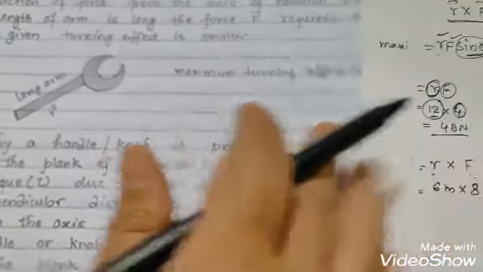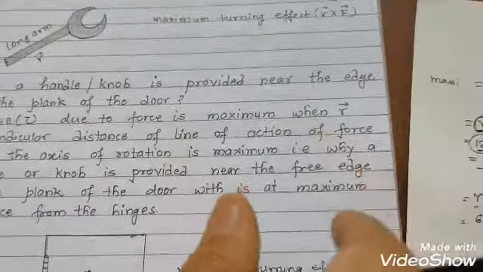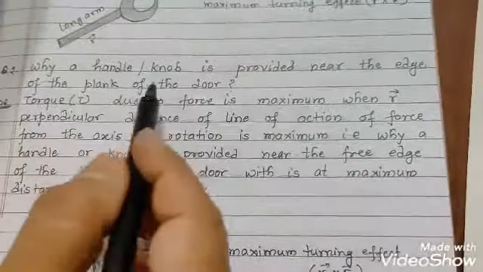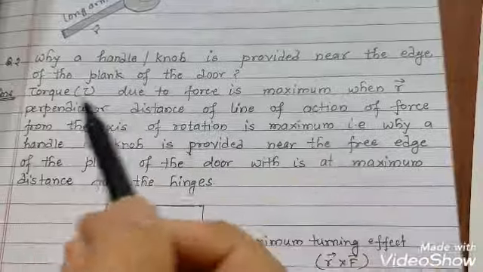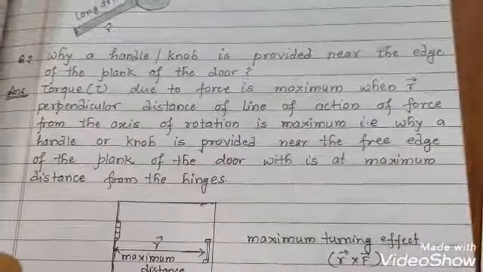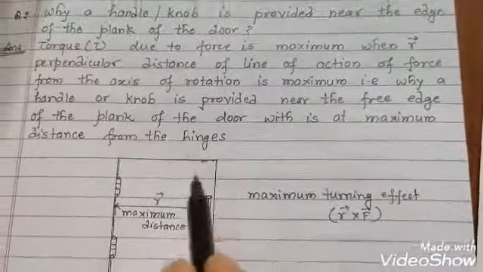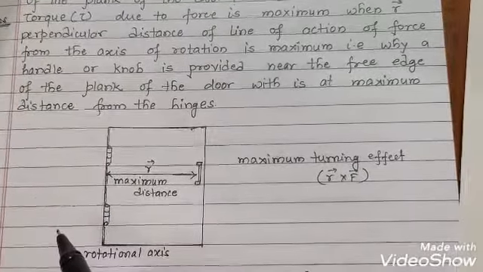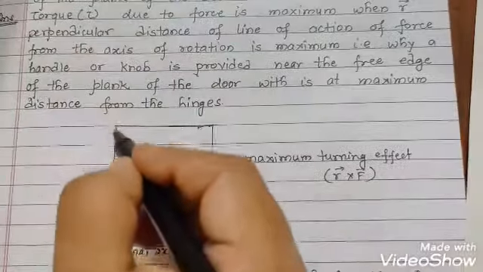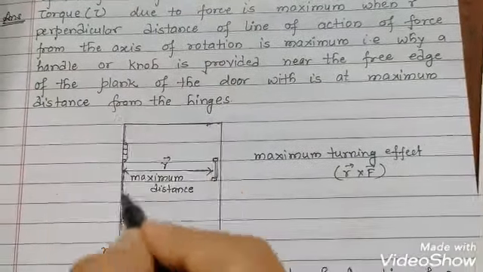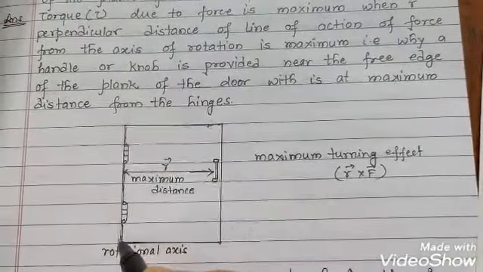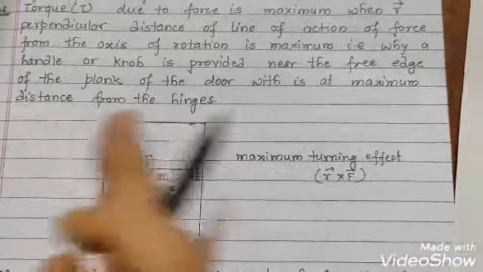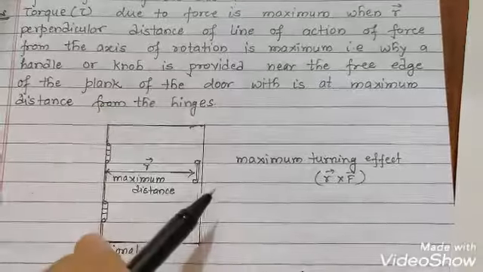Now we come to the next question, which has the same explanation: why is a handle knob provided near the edge of the plank of the door? I explained this when I was explaining the rotational axis also. This is the hinge of the door, and this can be considered as the rotational axis. The door rotates about this axis.